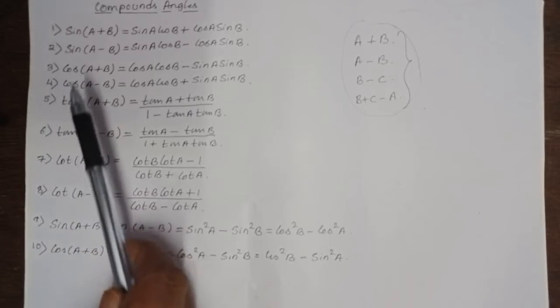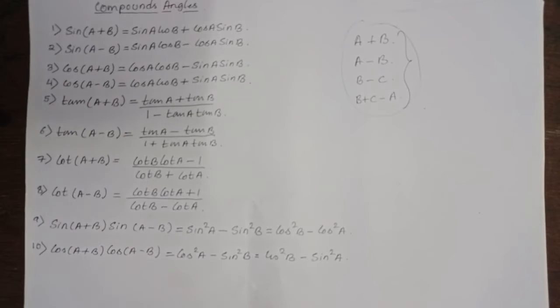Now the first formula is sin(a+b). Sin(a+b) equals sin a cos b plus cos a sin b. Second is sin(a-b). Its formula is sin a cos b minus cos a sin b. Third one is cos(a+b), which is cos a cos b minus sin a sin b. Cos(a-b) is cos a cos b plus sin a sin b.